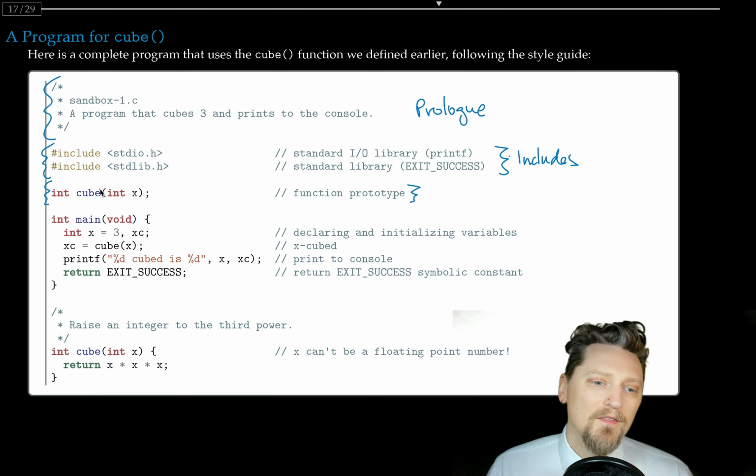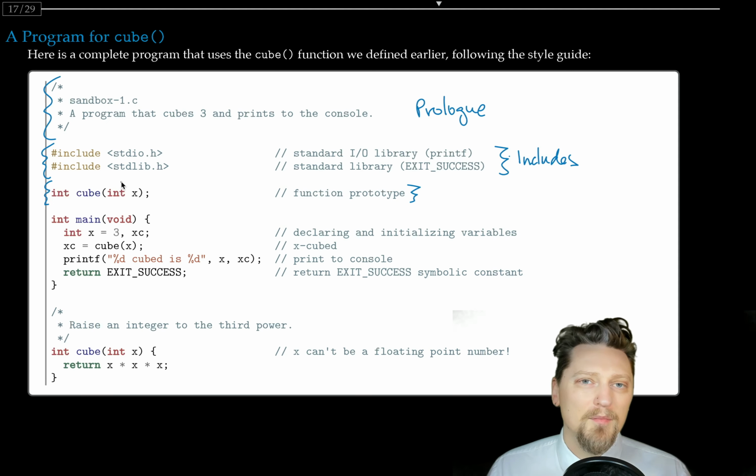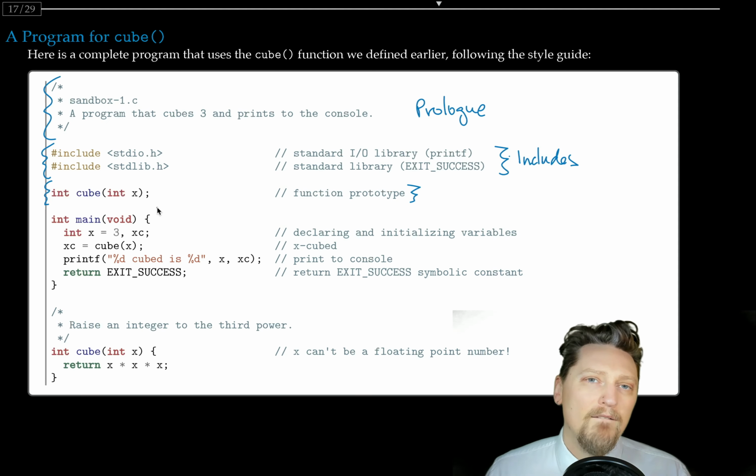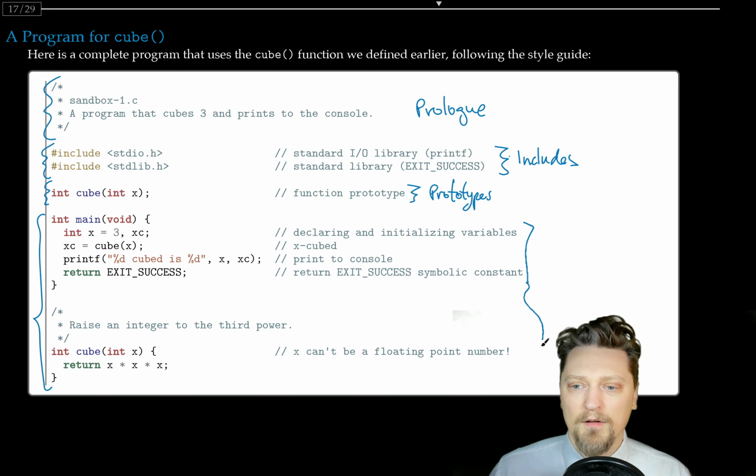Technically you can put cube, the definition, up top, but we like to have main as our actual first function, and then the lower level functions below that. So the prototype should appear first, and then we get into the actual function definitions. So here we go.